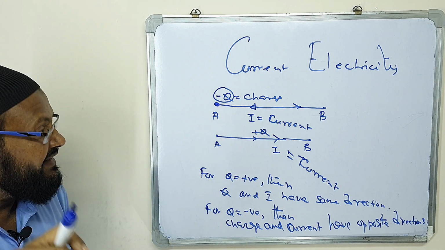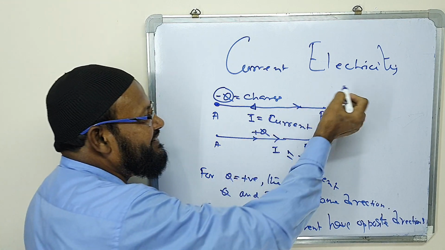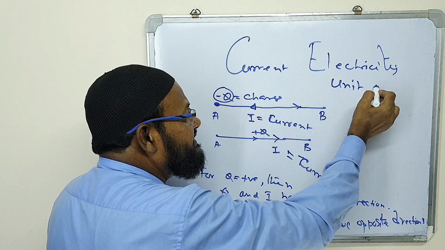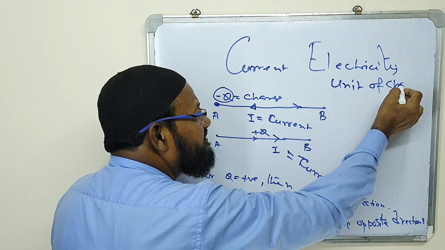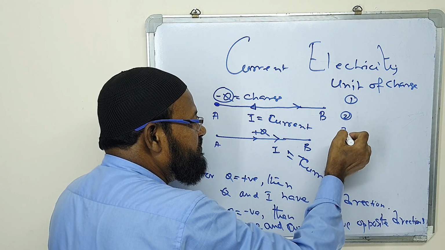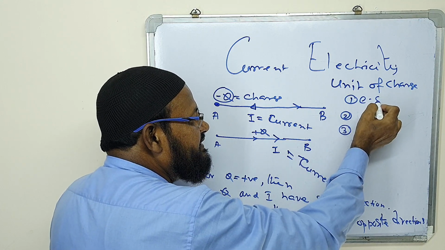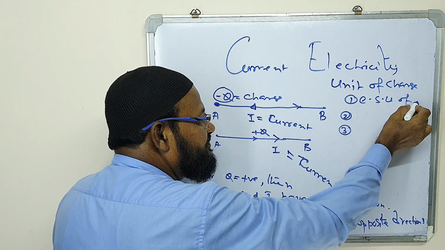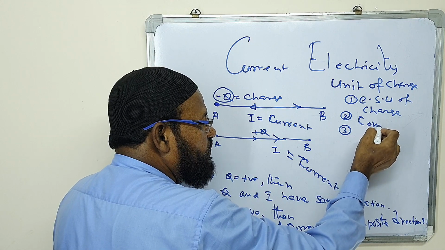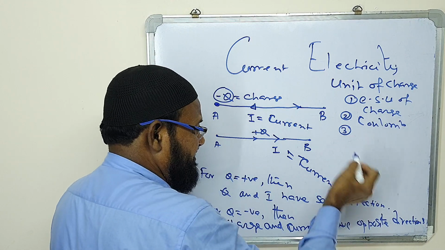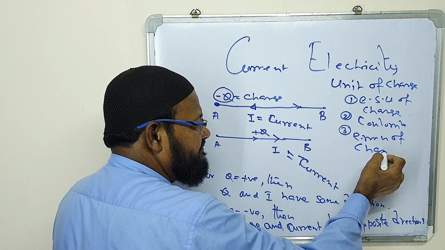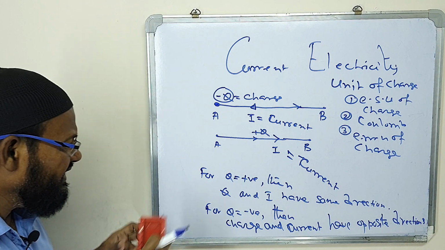Now, here one thing is important. What is the unit of charge? That is very, very important. Unit of charge. Here is 1, 2, 3. ESU of charge. Second is coulomb, and third is EMU of charge. Be careful.